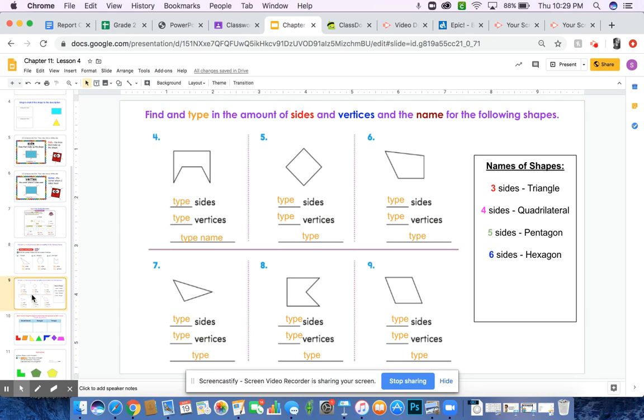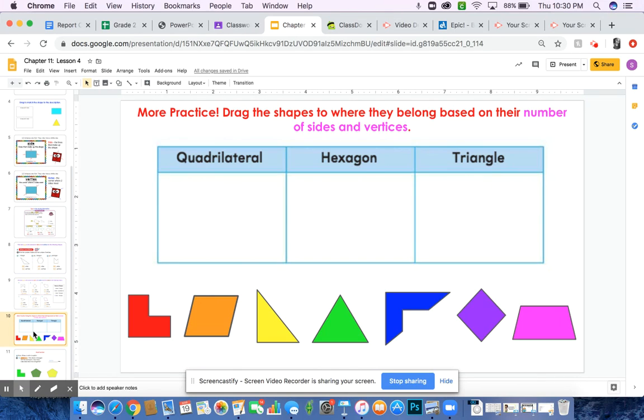Same here, but on this slide, you're also going to be adding the name of the shape based on the amount of sides and vertices. So over here, I have included a little box for you. So a shape with 3 sides is a triangle, 4 sides is a quadrilateral, 5 sides is a pentagon, and 6 sides would be a hexagon. The next one, you're going to be dragging shapes into the correct box based on their number of sides and vertices. So you're looking for quadrilaterals, hexagons, and triangles.